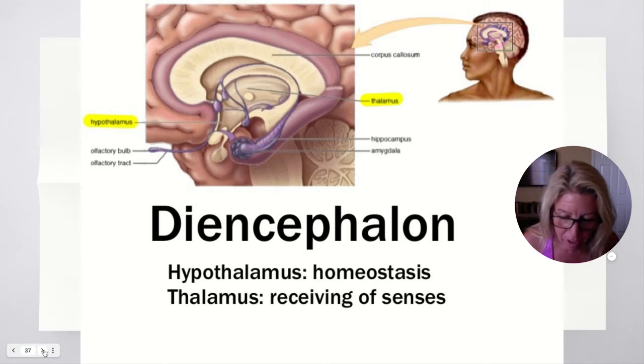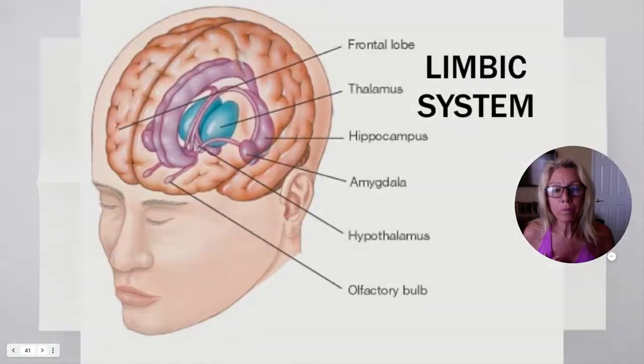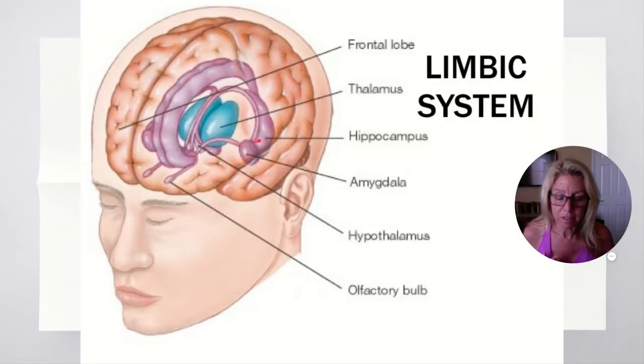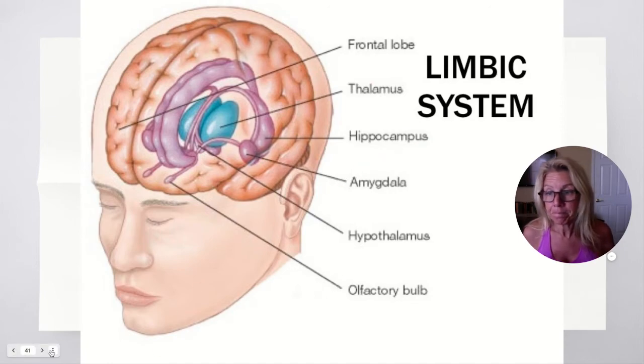And it is involved in both memory, learning, and fear, anger, and pleasure. This is like your lizard reptilian brain is your limbic system, okay? So memory, learning, fear, anger, pleasure. And your limbic system is involved in drug abuse.